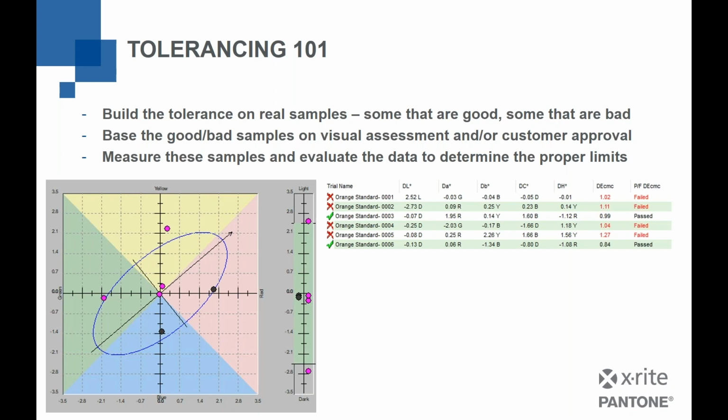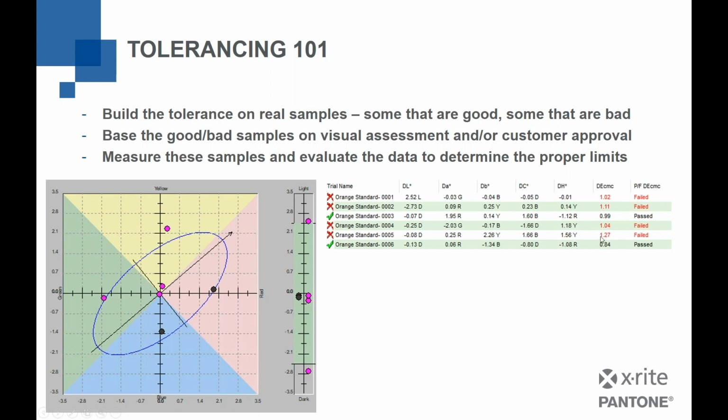And I got 4 that failed. They've got red X's next to them in their trial name here, and I got 2 with green check marks. But if I go back to my visual assessment, the reality might be that sample number 0001 and sample 0004 look okay to me, and I actually want to accept those. But sample 2 does look bad. It's so much darker, 2.7 units, that it doesn't look good. And sample 5 really doesn't look good because it's 2.2 units yellower than my standard. So those indeed I want to fail.